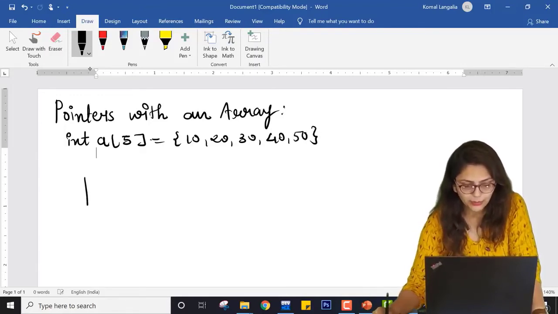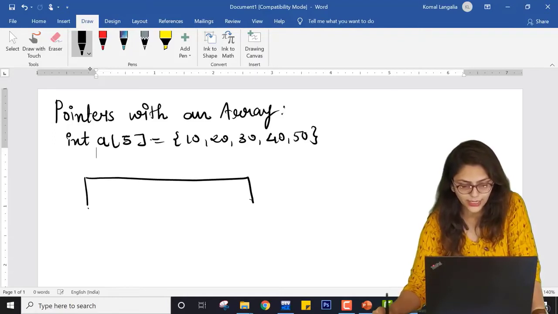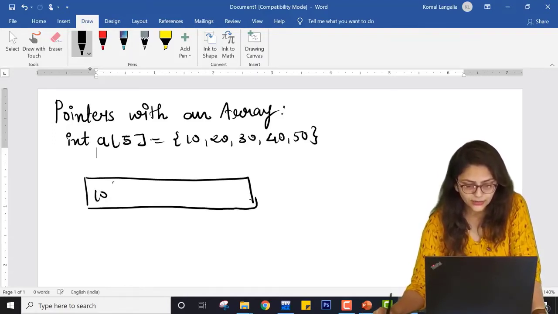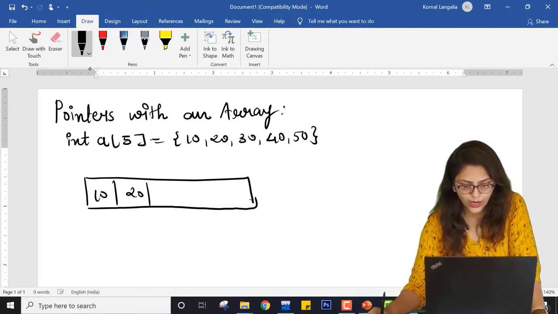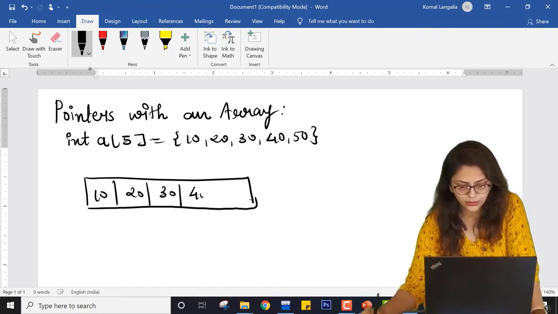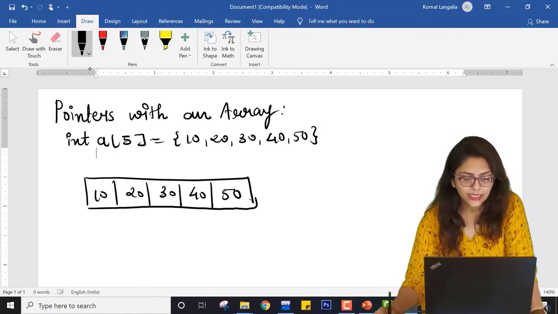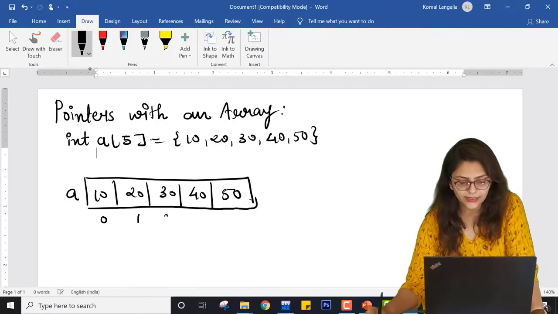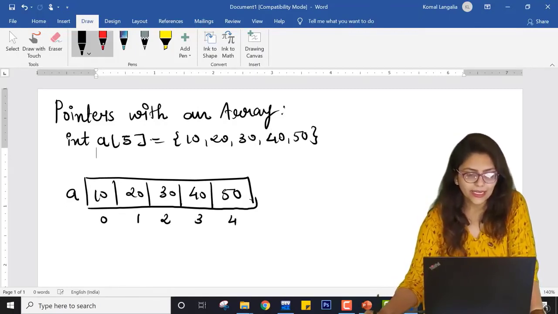So in my memory somewhere this array is stored in a contiguous memory location like this. 10, 20, 30, 40 and 50 will be stored like this. Here it is labeled as A, and here I am giving indexes 0, 1, 2, 3 and 4. So this is how my array looks.